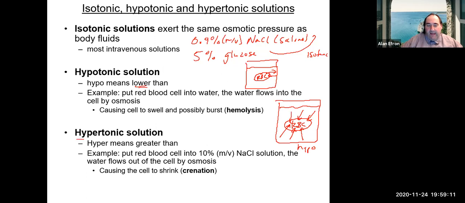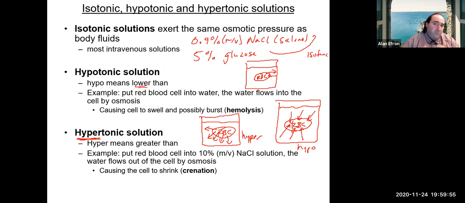We also can have a hypertonic solution. Hyper means more than or greater than, and we get the opposite effect. The solution on the outside is more concentrated than, say, the red blood cell. So if we put our red blood cell in our hypertonic solution, the outside is more concentrated, so the red blood cell is going to try to dilute everything outside of the cell. All of the water of the cell is going to rush out of the cell. It's going to cause the cell to shrink, go through crenation, also not such a good deal.